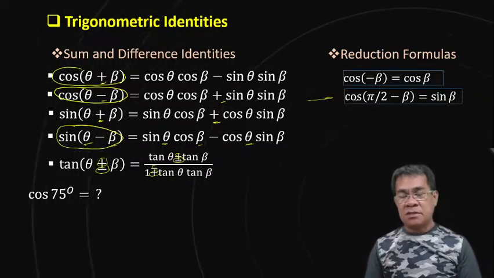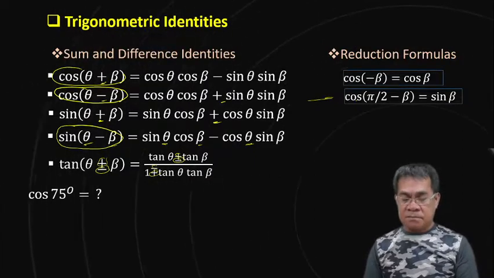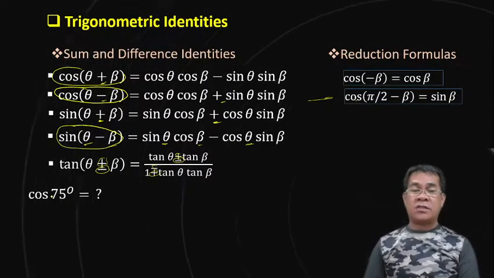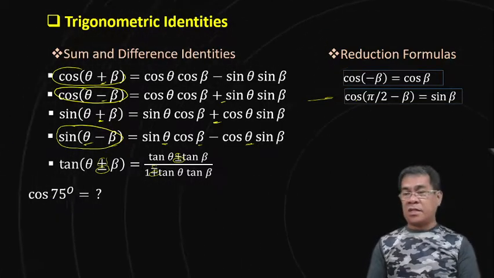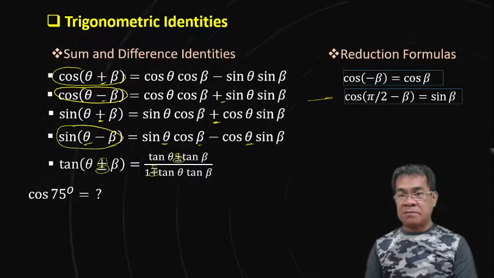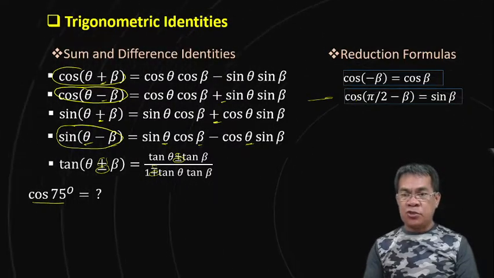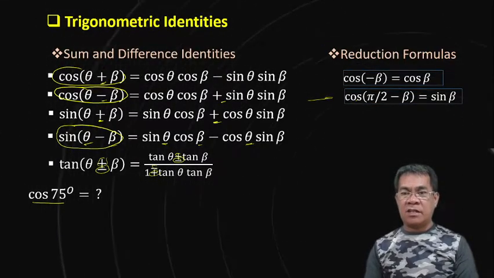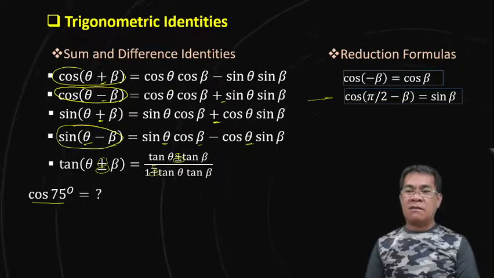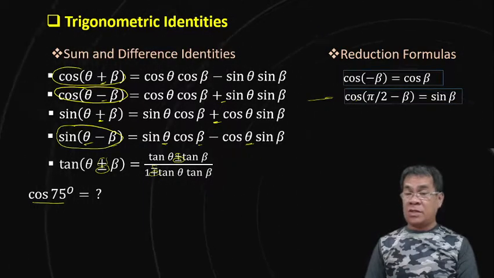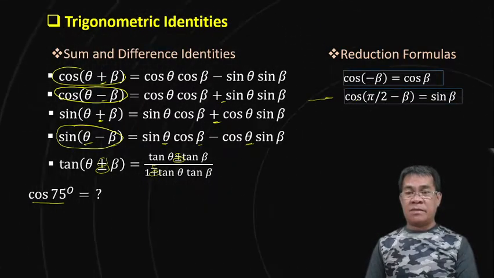The reason is because if you are asked what is the cosine of 75 without using a calculator, well, using a calculator we can easily find this cosine. But what will happen if you are asked to show your solution in calculating the exact trigonometric function of 75 degrees? What will you do? Cosine of 75 degrees.